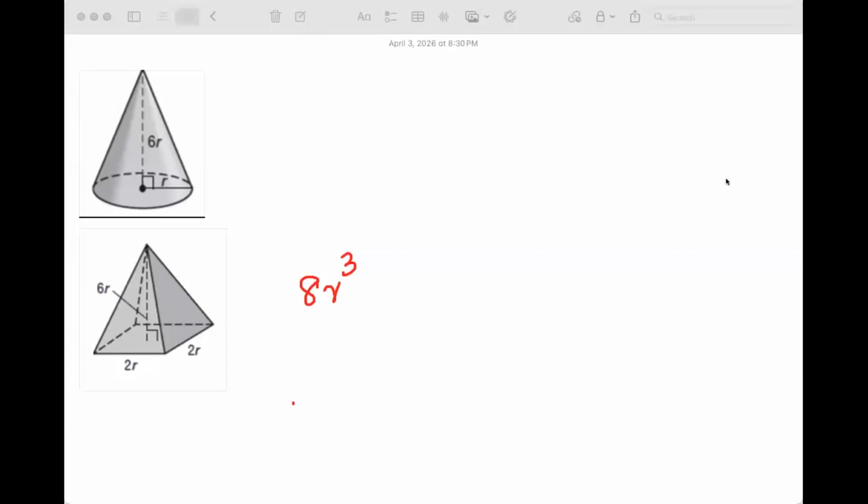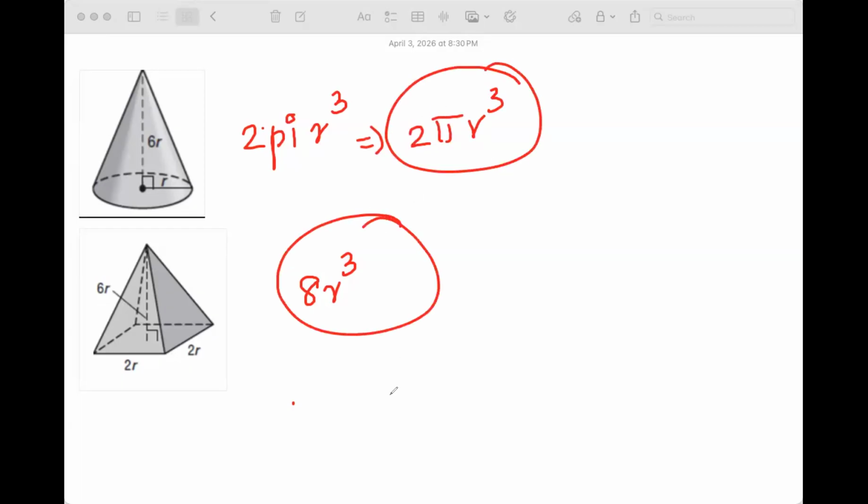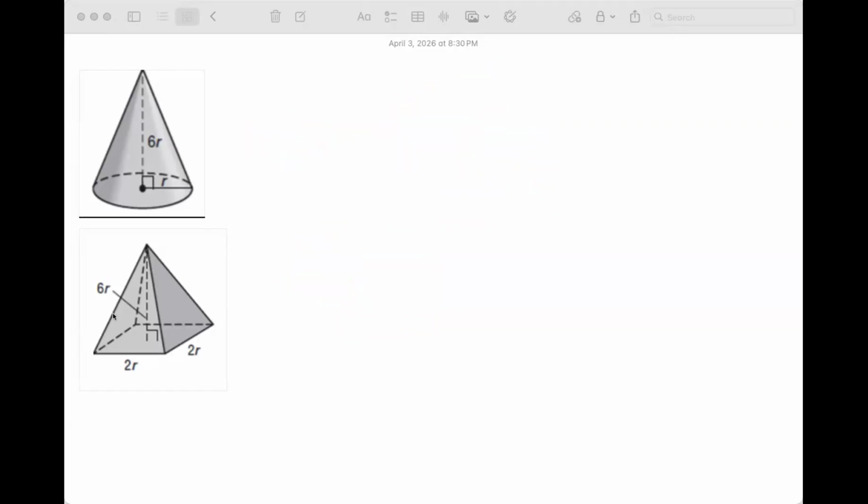Miss Priya, the second one is bigger because the base is equal to 4r square and this would be 2 pi r cubed. This will be 8 r cubed. What is 2 pi? 2 pi is 6.28, right? 6.28 times r cubed. This is 8 r cubed. Which is bigger? Am I making sense? Yes, no problem. You had a clarification, absolutely fine.